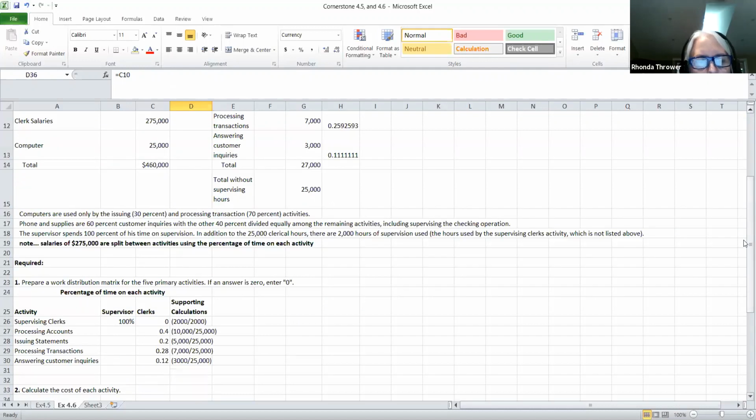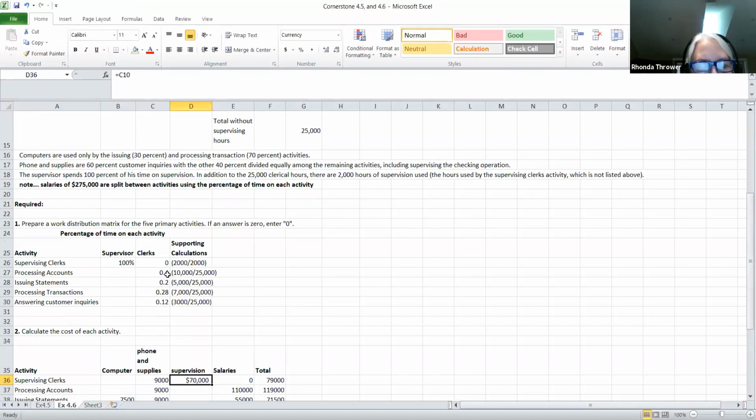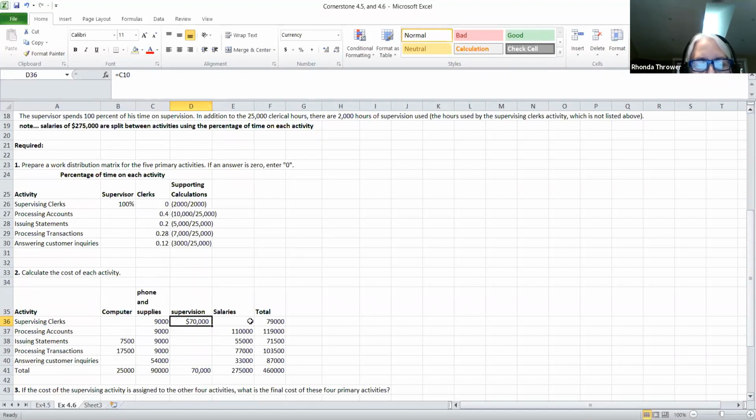And the clerk's time was split by 40% for processing the accounts, 20% for issuing the statements, 28% for processing transactions, and 12% for answering customer inquiries. So of the remaining salaries, 0 went to supervising the clerks because the 275,000 is for the clerk's salaries, not the supervisor of the clerk. It's just the clerk's salaries.